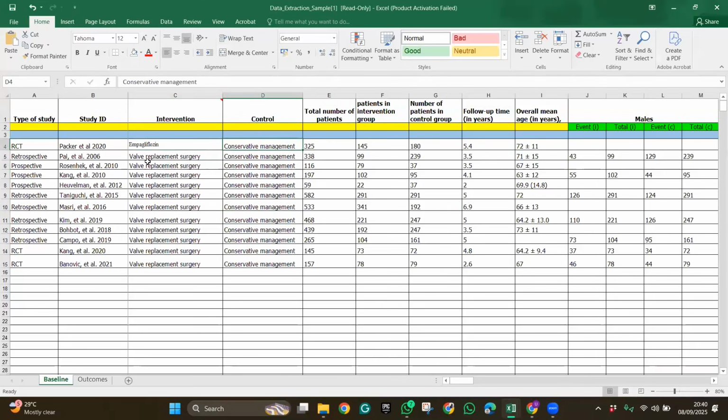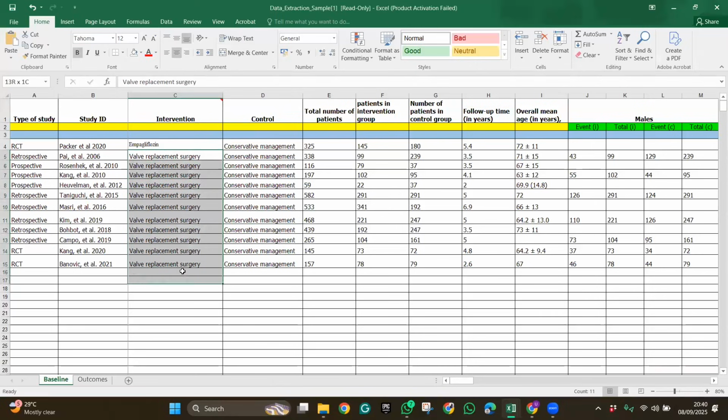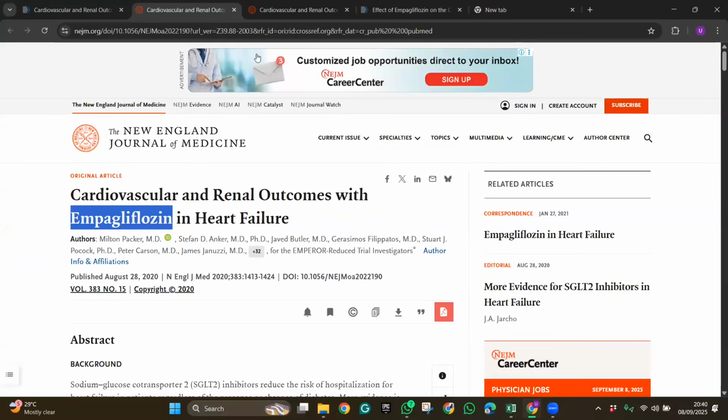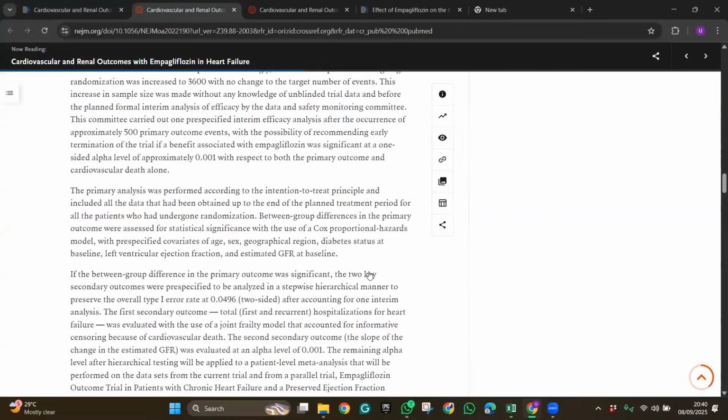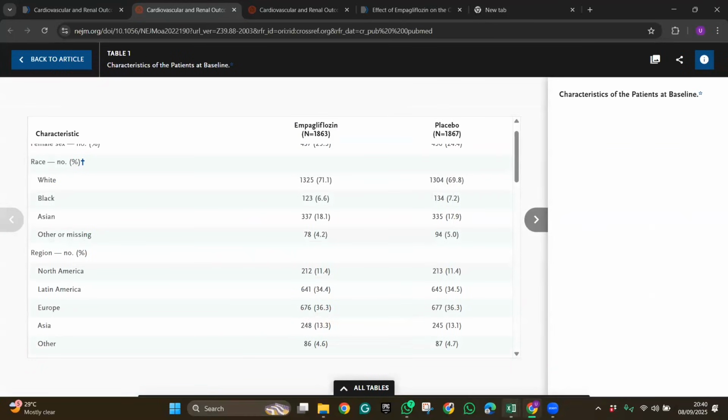right? You guys see that in this study, all the intervention groups were the same. And similarly, all the control groups were also the same, right? So you have to make sure that your intervention groups are the same. But if control groups are different, it does not matter. It's okay. What you have to make sure is that the intervention group should be the same. The control group in our case is placebo. So I'll write placebo. And how did I get to know my control group is placebo? I checked it from the baseline table. Here's my baseline. Yes. So intervention is empagliflozin and control is placebo.